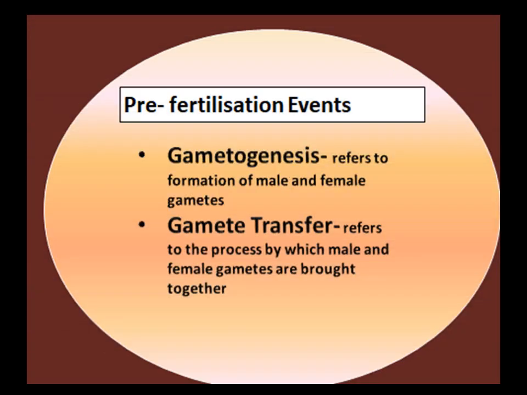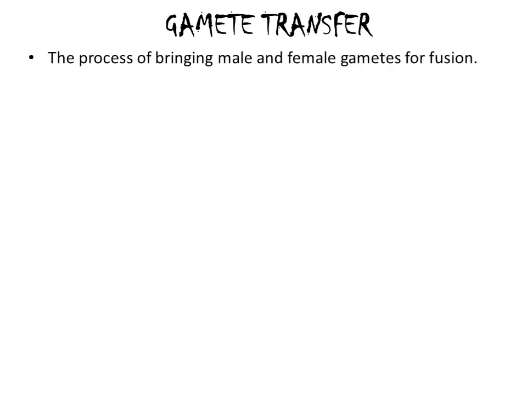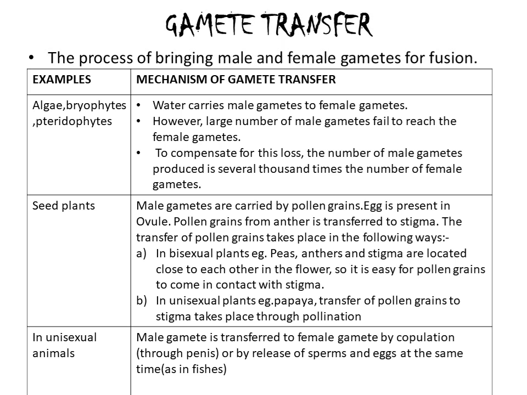Pre-fertilization events. Gametogenesis refers to the formation of male and female gametes. We have finished studying the topic now. The next topic is gamete transfer. The process of bringing male and female gametes together for fusion is called gamete transfer.